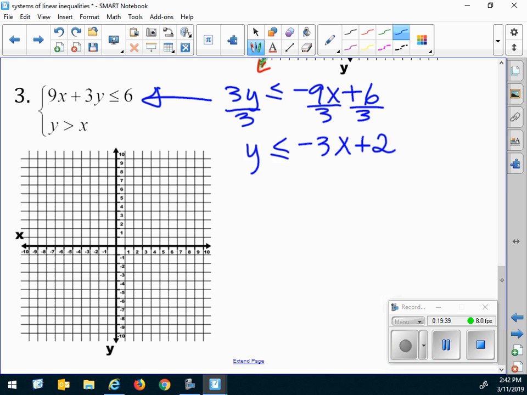Y-intercept? Slope? Down 3, right 1. Down 3, right 1. 1, 2, 3. There you go. Or up 3, left 1. 1, 2, 3. Why is it solid? Because it's got an equal to in it. Oh, I missed again.